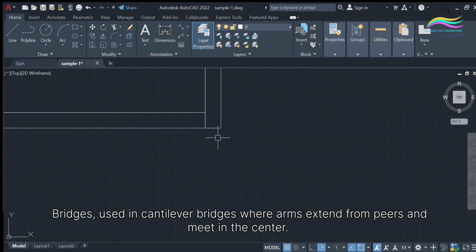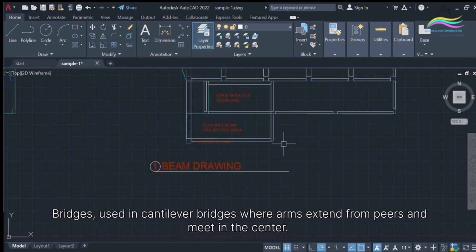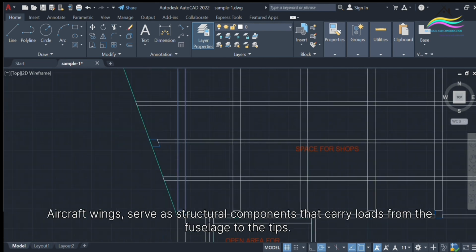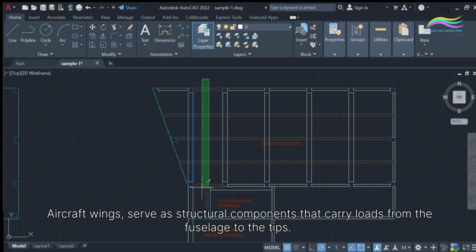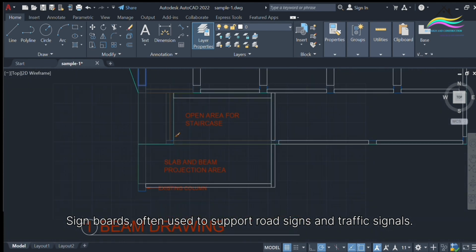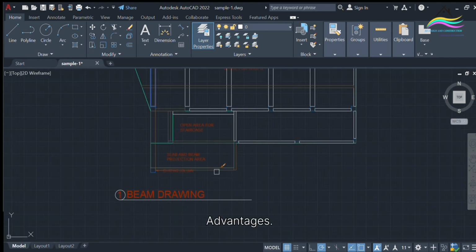Applications. Bridges: used in cantilever bridges where arms extend from piers and meet in the center. Balconies: support projecting parts of buildings without visible columns beneath. Aircraft wings: serve as structural components that carry loads from the fuselage to the tips. Signboards: often used to support road signs and traffic signals.